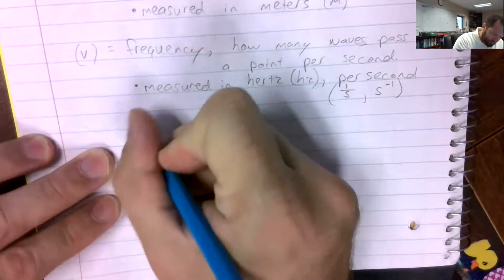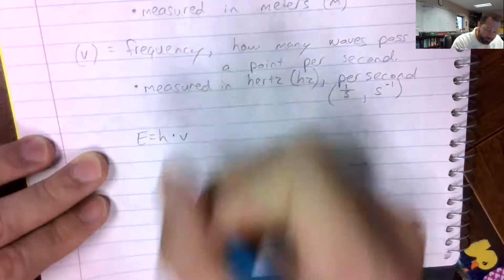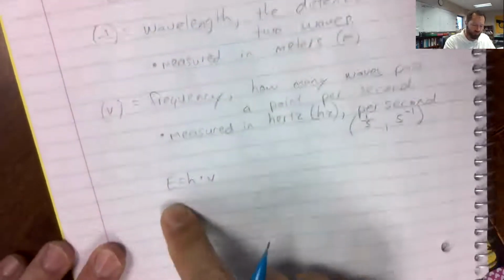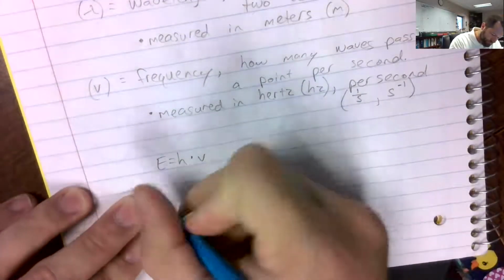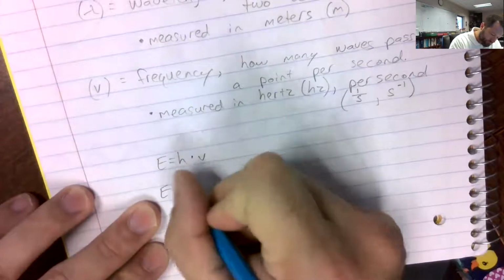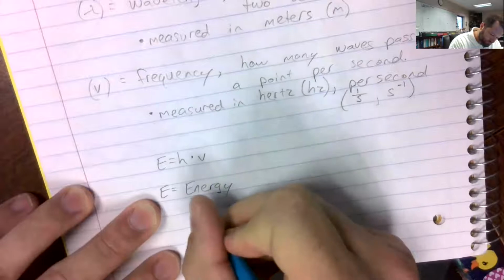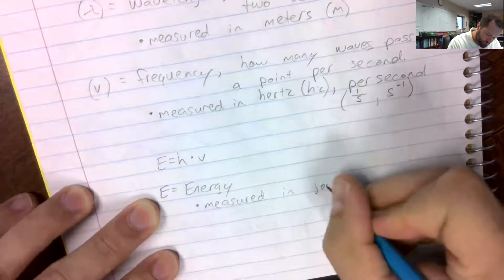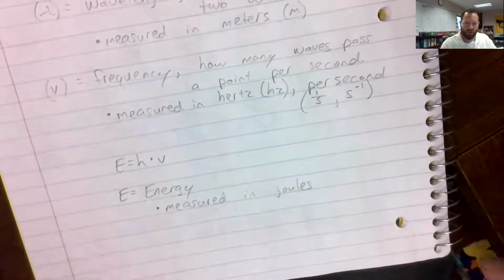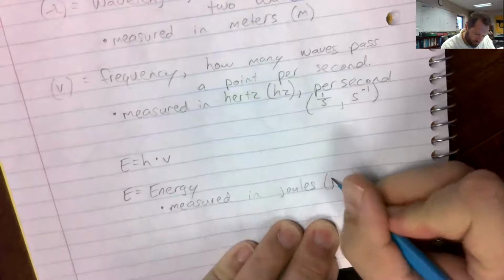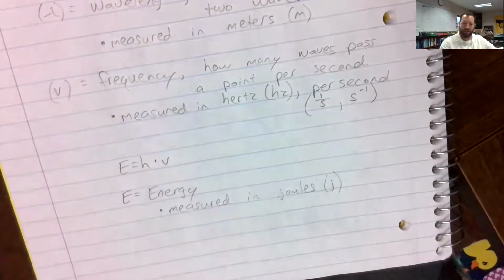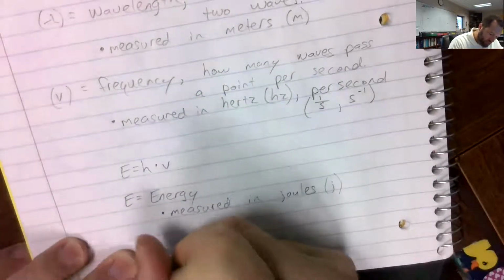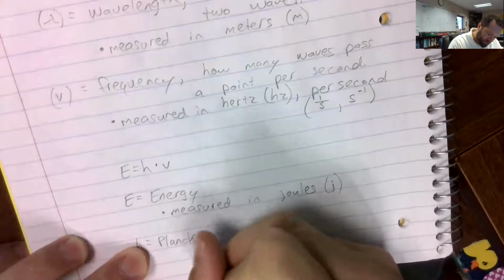So next up, we have another formula. So not only can we figure out the frequency and the wavelength based on the speed of light, we can also figure out the energy. So E stands for energy. It's measured in joules. And we'll use a little J to symbolize joules. H, haven't seen that one yet. H is what we call Planck's constant. It's named after the man who discovered it, Max Planck.